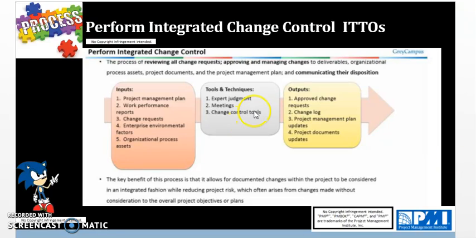For tools, we have expert judgment, which can come in the form of existing processes, technical details from previous projects, internal historical records of how to manage changes, and industry standards for change management. Also, we have meetings with agendas and meeting minutes to keep all the change control board and stakeholders in the loop.